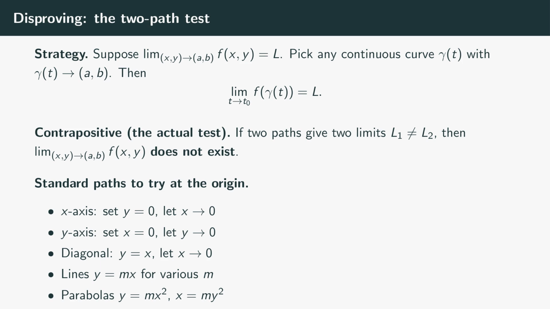The pattern: keep widening your family of approach curves. If you find disagreement at any stage, the limit doesn't exist. If everything keeps agreeing, you should start suspecting the limit does exist and switch tactics.